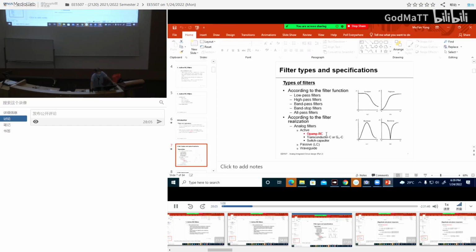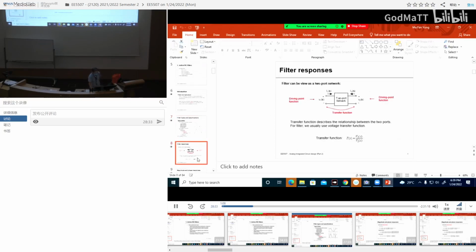For active, it means that we can either use an op-amp together with resistor, capacitor, or we can use what are called GmC filters or transconductor-C filters. Later on we'll see what this means. And then of course we can also use switch capacitor filters. If I'm going too fast, let me know, because today there are a lot of slides.